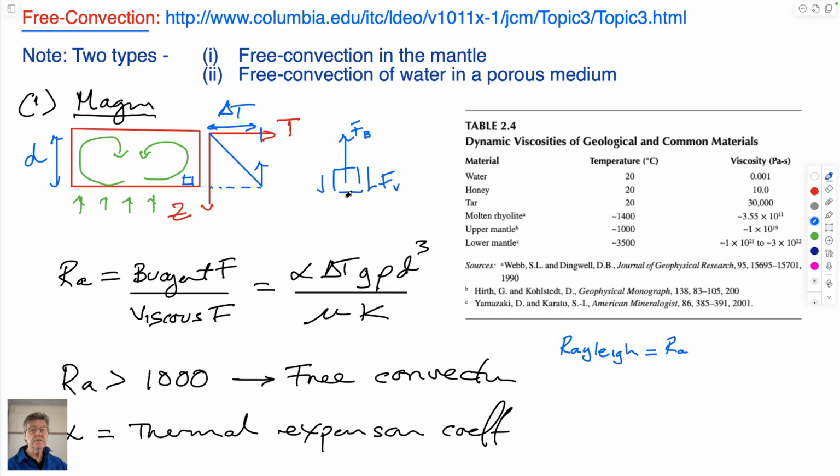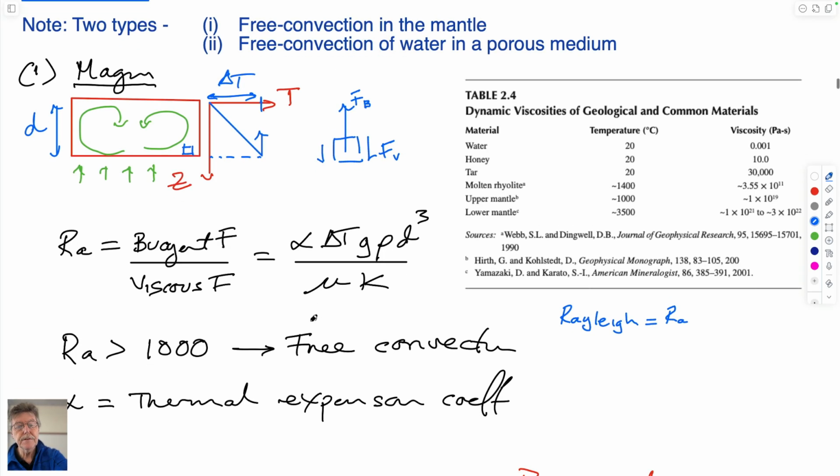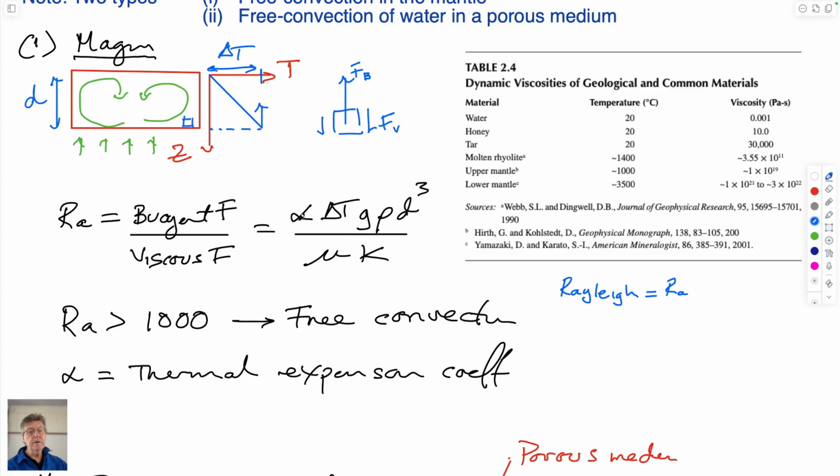And so the viscous force is resisting it going up, and this is defined in terms of these parameters. So making it more buoyant is the thermal expansion coefficient. The thermal expansion coefficient for rocks is typically something like 10 to the minus 5 meters cubed per meters cubed. So volume per unit volume.